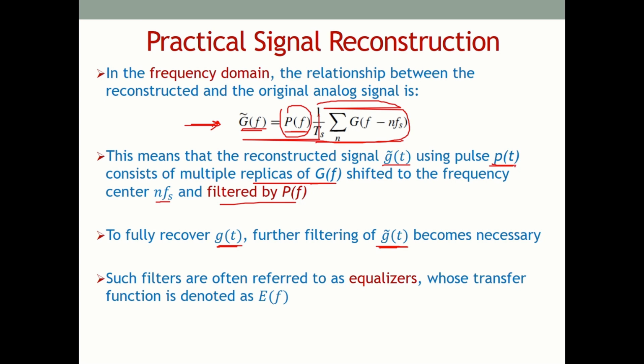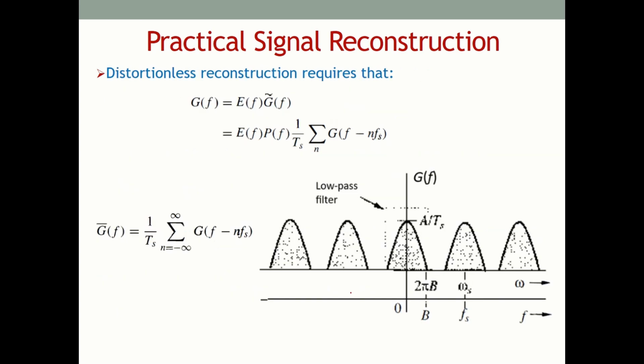It's not an impulse anymore, and those filters that are used for practical pulses are generally called equalizers, and we will denote it with E(f) in this case. So let's move ahead. Now G(f) is the spectrum of the original analog signal. We can obtain it by multiplying G'(f), the sampled signal, by E(f).